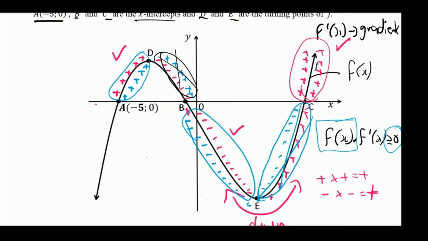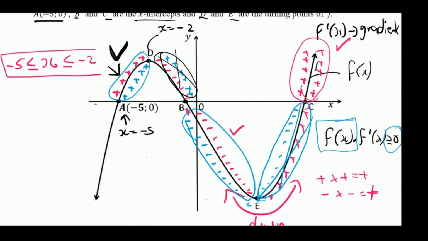So you can simply say, if you interpret this section here, where I take the correct one, you know the x value here, it's x equals minus 5. You know the x value of D, it's x equals minus 2, right? So you can say x must lie between minus 5 and minus 2. So this first solution of x would be correct.